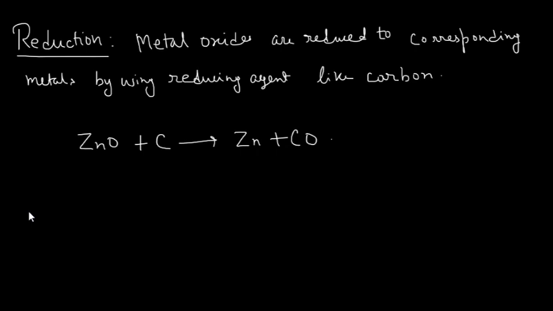So let us go to the definition again. Metal oxides, in our case zinc oxide, are reduced to the corresponding metal by using a reducing agent. Carbon is the reducing agent, and it removes oxygen from zinc. So zinc oxide now converts to zinc, and carbon reacts with oxygen to form carbon monoxide. So these types of reactions are called reduction.